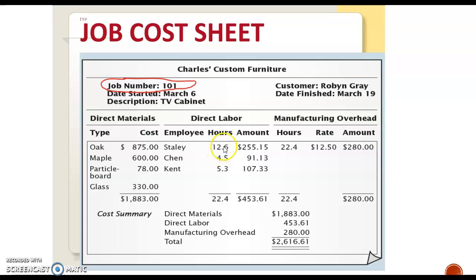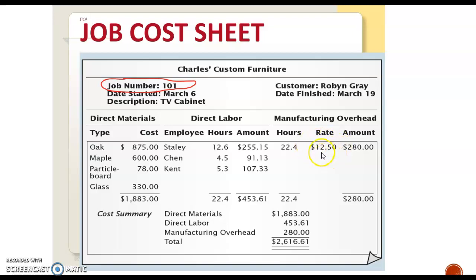We also show the total number of direct labor hours that was spent on the job and the total gross wages that we paid for that direct labor. Now, overhead is normally calculated on a predetermined rate. So in the fall of 2021, we will calculate a rate that we're going to use for the entire year of 2022.